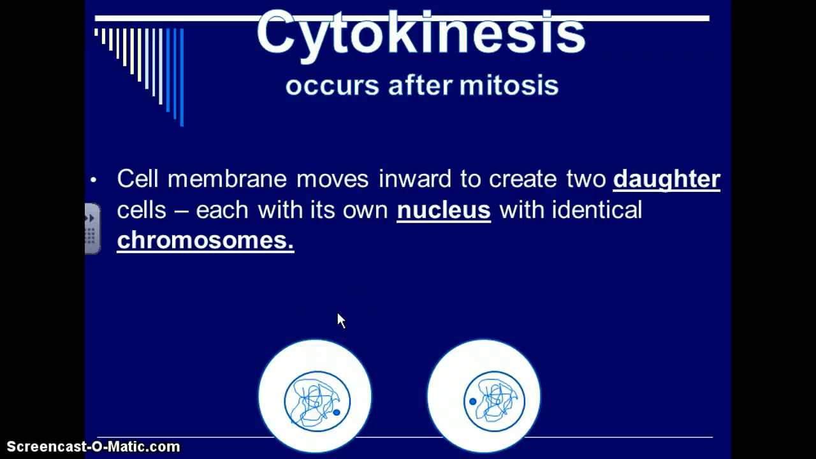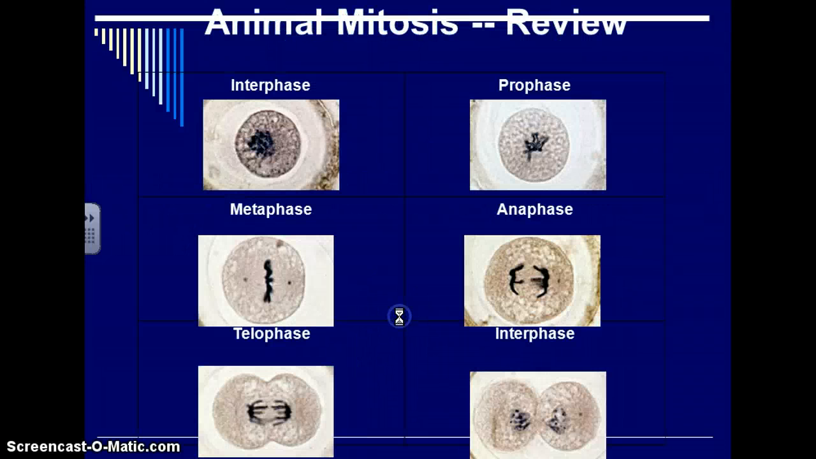Cytokinesis occurs after mitosis. This is when the cell membrane moves inward and you finally have the creation of two completely separate cells, and they are identical. They have identical chromosomes in them. So again, just a quick review. Take a minute to go through this and look at what happens in the different phases of animal cell mitosis.